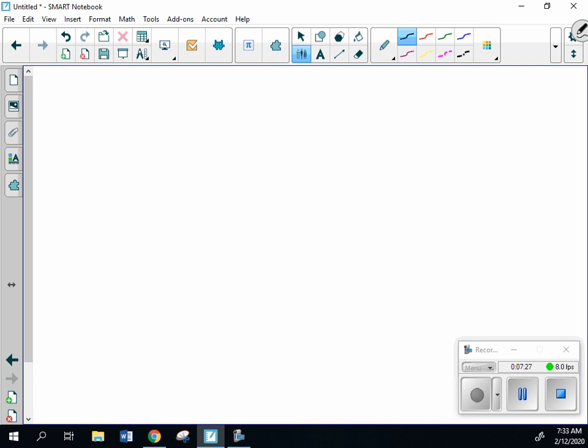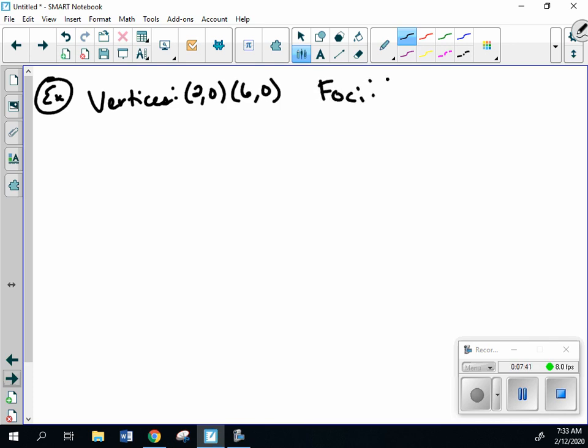Sometimes you won't be given the equation, you'll be asked to find the equation based on different characteristics, which we've been doing before. So let's say that we have vertices at 2, 0 and at 6, 0. And then we have some foci at 0, 0 and 8, comma 0. Okay, so looking at our equations here, the x value, or the h, is going to be the one that's adjusted. Because notice we had 2, 6, 0, and 8, where all the y coordinates stayed the same. Therefore, we know that we have a horizontal.